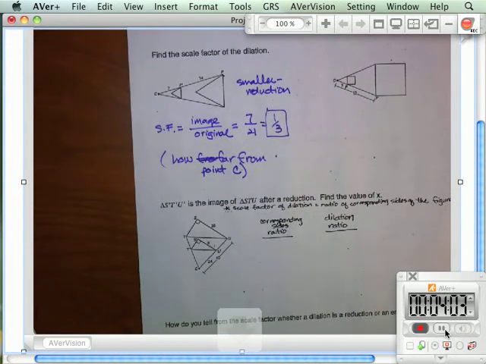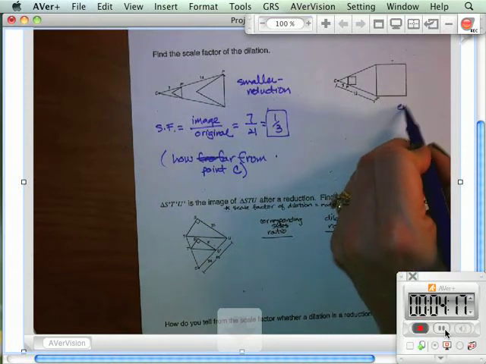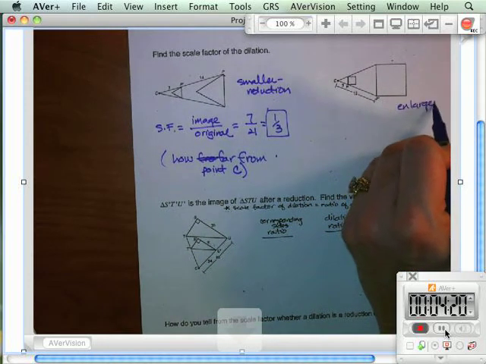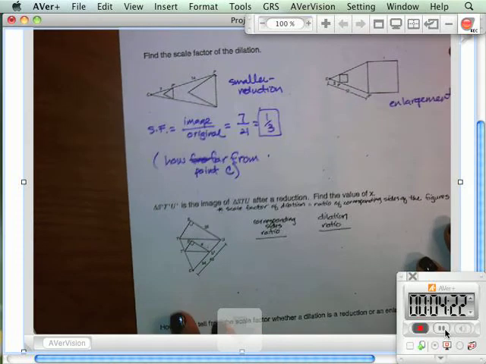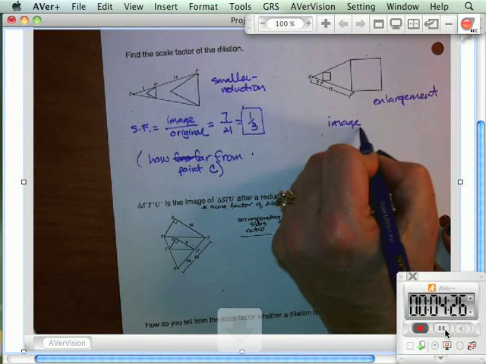It has to be less than 1 if it got smaller. So check that. If it went from bigger to smaller, this better be less than 1. Okay? All right, let's do this next one. This got bigger, so this is an enlargement. That means my scale factor is going to have to be bigger than 1. So again, I'm going to do the image divided by the original.